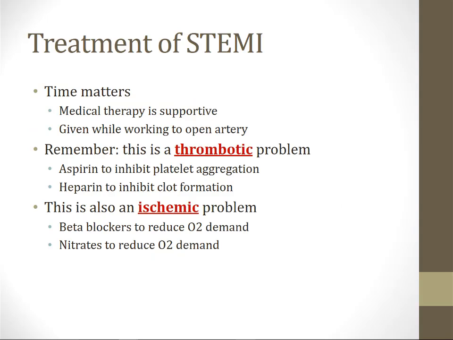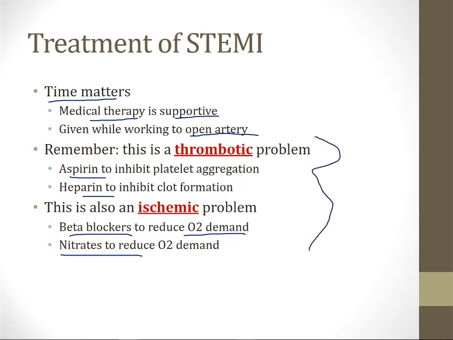Some other therapies for STEMI are shown on this slide. Remember, time matters, so medical therapy is just supportive. It's given while you're working to open the artery. Because this is a thrombotic problem with a thrombus in the coronary artery, aspirin is given to inhibit platelet aggregation and heparin is administered to inhibit clot formation. This is also an ischemic problem. There's an imbalance in demand and supply of oxygen, so beta blockers are often given to reduce oxygen demand, and the same is true of nitrates. But all of these things are just done while you're working to get lytics or angioplasty ready to definitively restore blood flow in the artery.